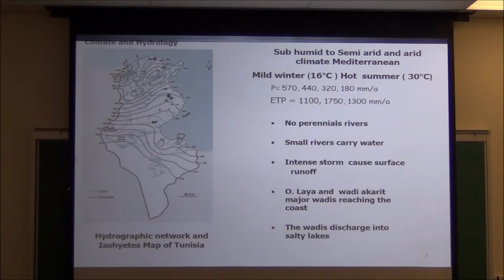As a consequence of this climate, we have no perennial river, and small rivers carry water, and intense storms cause surface runoff. Wadi Lakhmess and Wadi Lahjar are the major wadis reaching the coast, and these wadis also discharge into a salty lake called Sebkha.